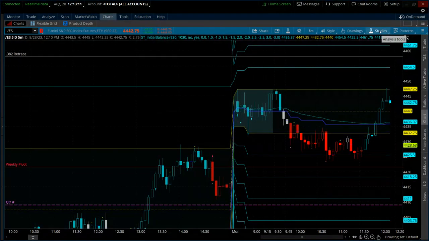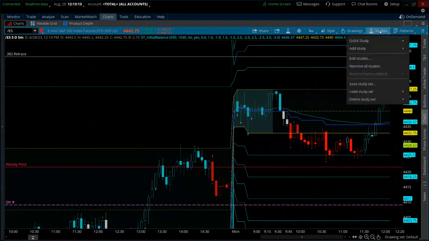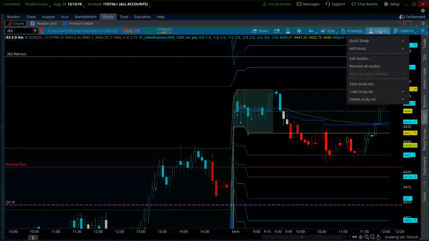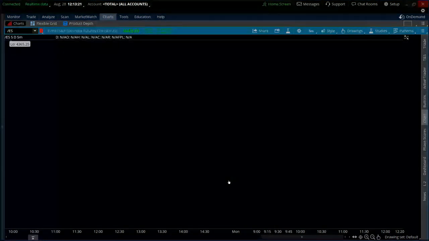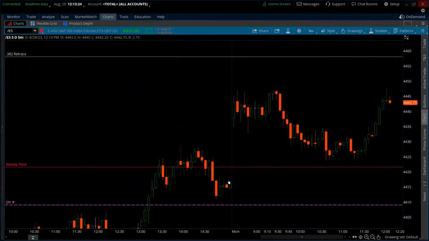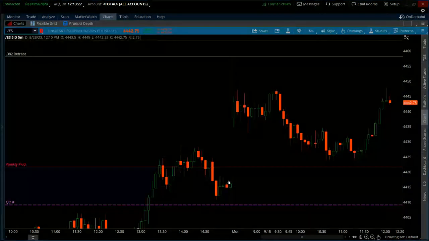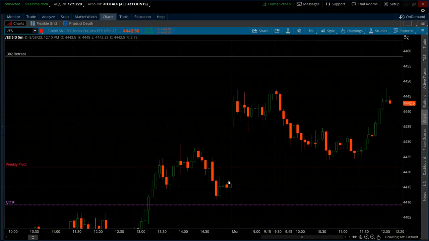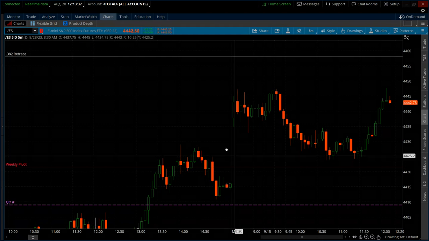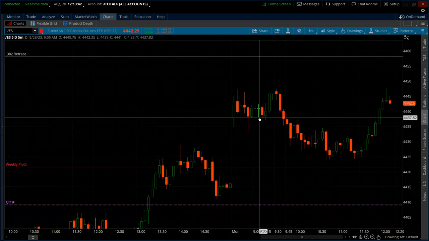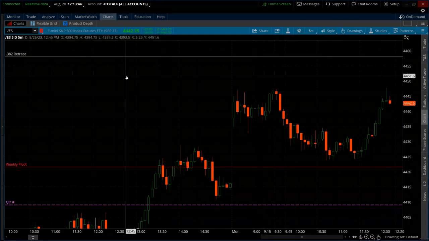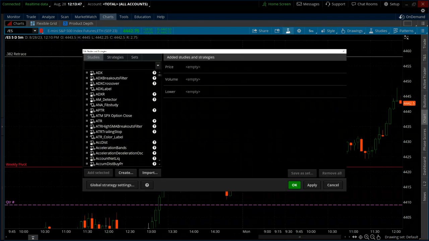All right, let's get started. I'm going to hit studies, and we're going to remove all studies so that we're starting from scratch. I'm doing that because I was asked to show the chart, talk about the indicators, strip it down, rebuild it to show how easy it can be to build one of these, and talk about the importance of each of these indicators. Okay, so let's go to work.